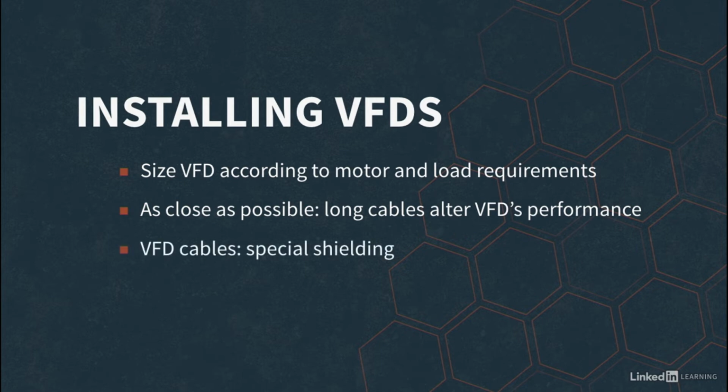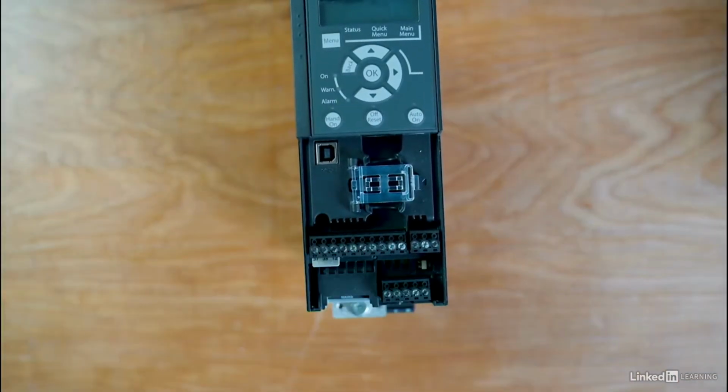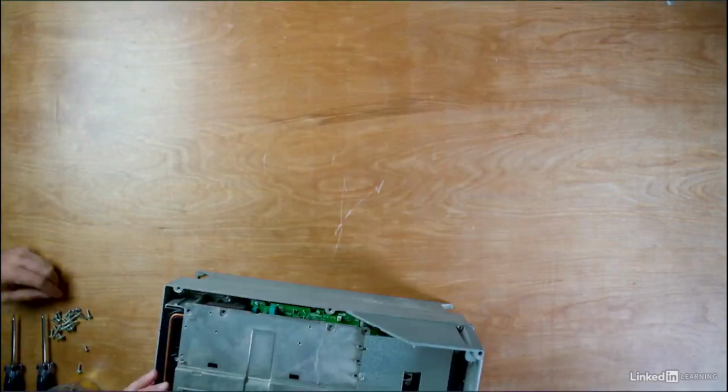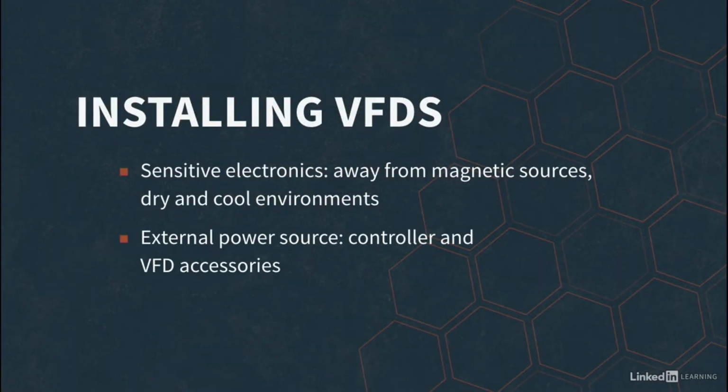Many VFDs require the use of special shielded cables, also known as VFD cables, from the output side to the motor. Check with the VFD manufacturer for specific requirements of that VFD. VFDs have sensitive electronics in them. They should be installed away from other magnetic sources and in an area that is safe for solid-state equipment. Moisture and high temperatures should be avoided. Some VFDs require a separate external power source to power the controller and accessories on the VFD itself. Once again, check with the VFD manufacturer's recommended installation practices.